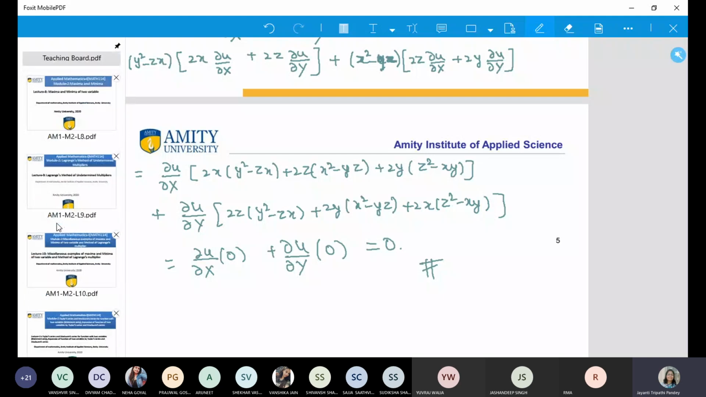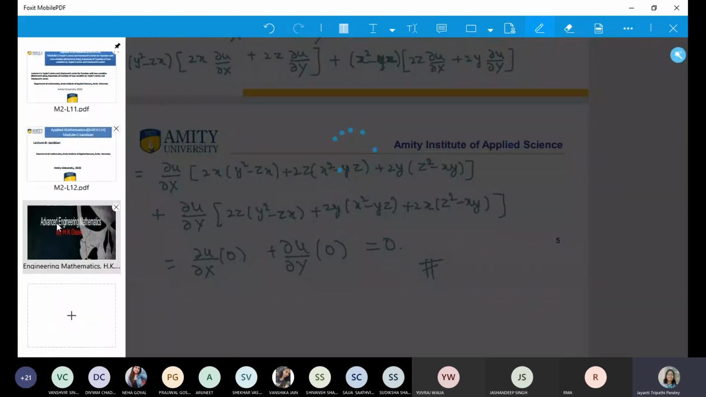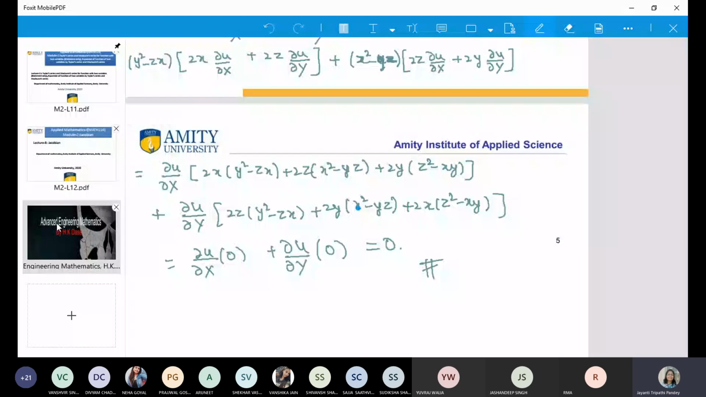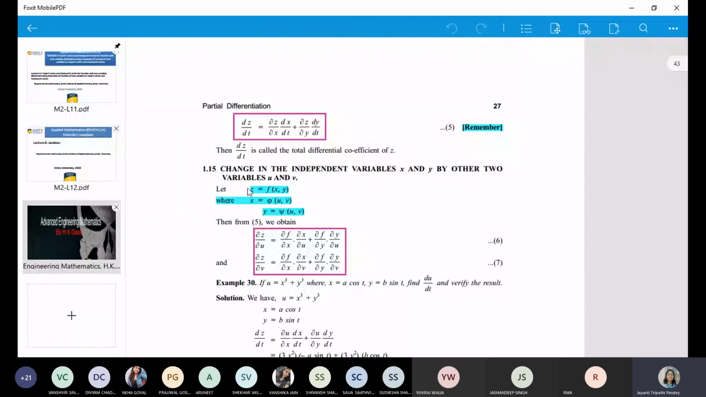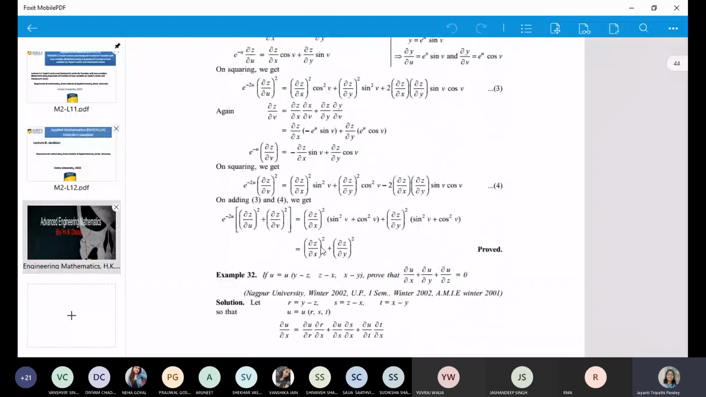Okay, so these were the three types. Then let me go back to the questions. There are many more questions given in the book or even in the PPT, you can check. So we had discussed till here. Now let's see what is the next in line.